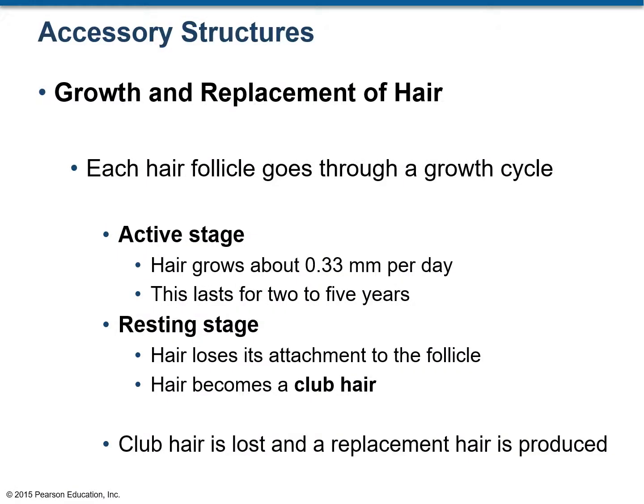This slide introduces you to the life cycle of a hair. This life cycle results in the growth and replacement of hair. There are two main phases. The first one is the active stage, where the hair is growing actively about 0.3 millimeters per day, followed by the resting stage, where the hair loses its attachment and becomes a club hair.